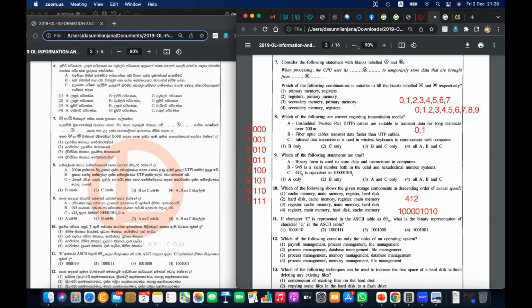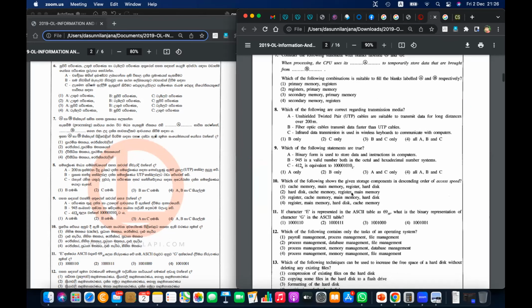Okay. Then question number 10. Which of the following shows the given storage component in descending order of access speed? Memory hierarchy. Access speed, descending order. Descending order කියන්නේ මොකක්ද? අවරෝහණ. වැඩි එකේ ඉඳන් අඩු එකට. High to low. Ascending means increasing. Descending is decreasing. Decrease in order of speed. That means high speed to low speed.